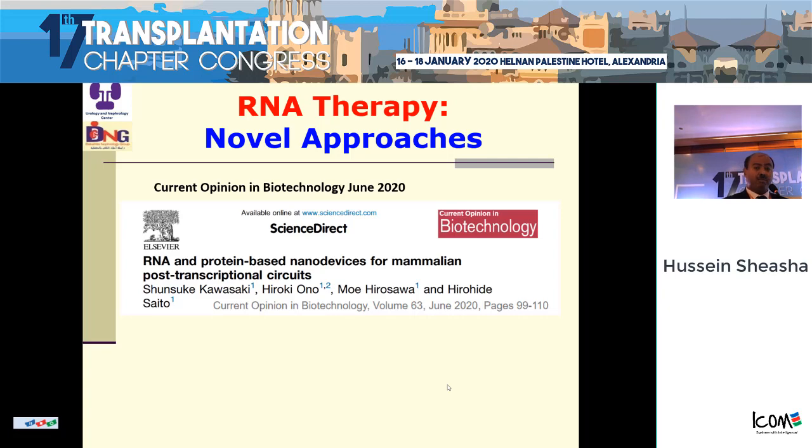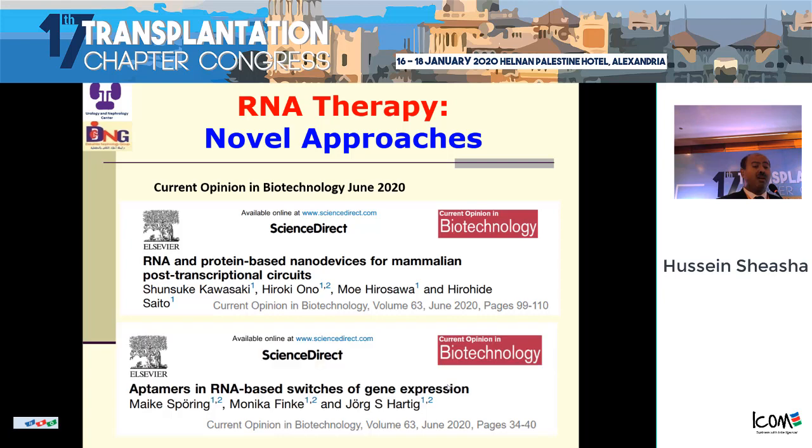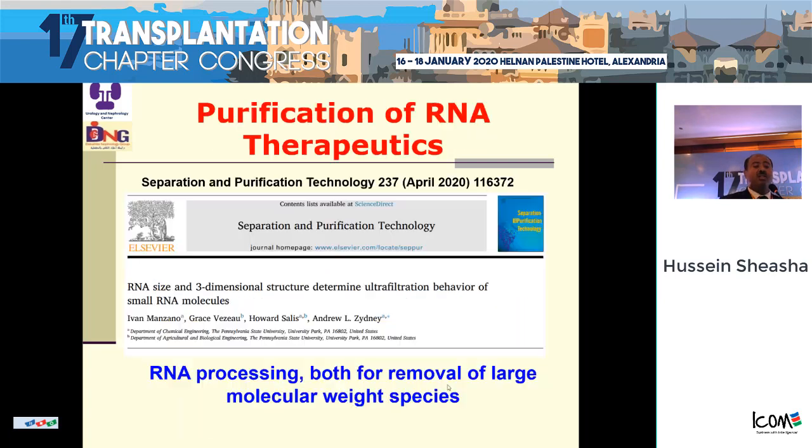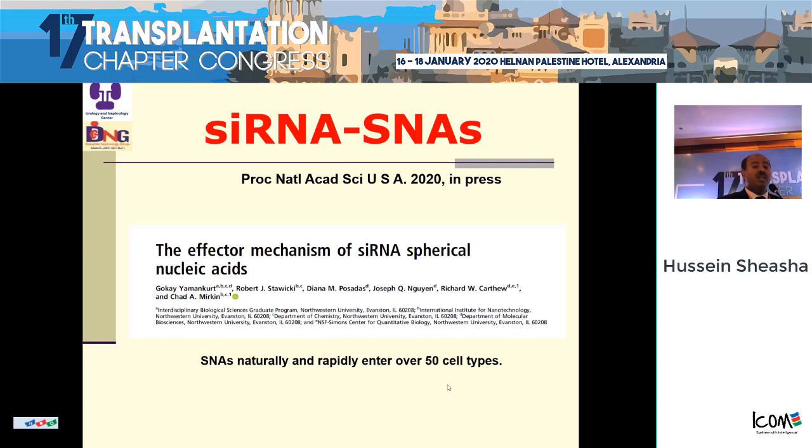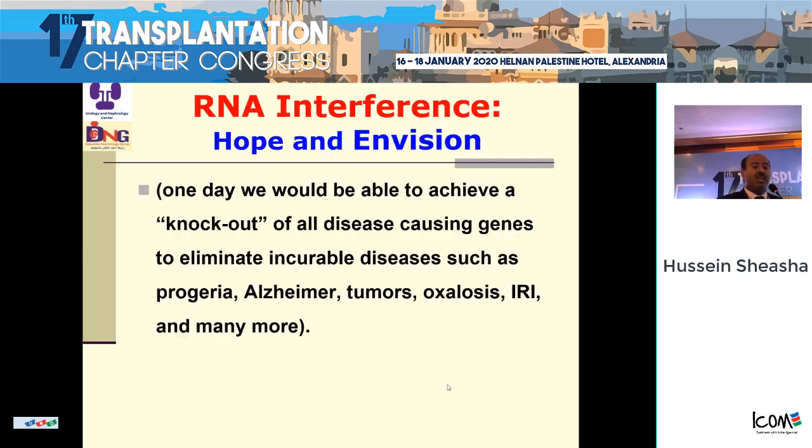And I think these are 2 very recent articles that will appear in this issue in the coming June, showing that we may improve the RNA protein based on nano devices. So we may have dedicated nano devices, or even aptamers, which are the switch on and switch off of the translation. And the purification of RNA therapeutics may be another challenge, and using even natural and rapid methods, using the spherical nucleic acid technique.